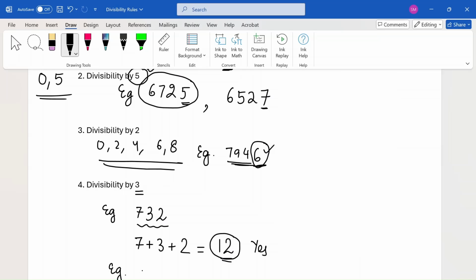Alright, so 915. Let us add up the digits. 9 plus 1 plus 5. What is 9 plus 1? 10. 10 plus 5, 15. Okay, so is 15 divisible by 3? Yes, 3 fives are 15. So if 15 is divisible by 3, the entire number 915 is also divisible by 3.